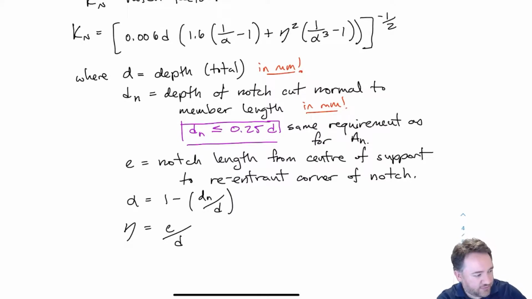Then we have these parameters alpha and eta, which are basically just to simplify the look of the equation above. And alpha is 1 minus basically the percentage of the cross section that is the notch. So it's dn over d, the notch depth divided by the total depth. And eta is E divided by D, the notch length divided by the total depth. So how long is the notch relative to the depth of the beam? And when I take all of these and sub them all in, then I'm going to get Kn, and Kn is going to be something less than 1, probably to reduce the strength of the notch.